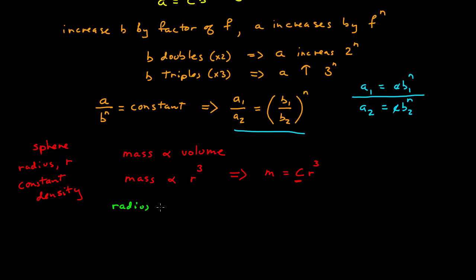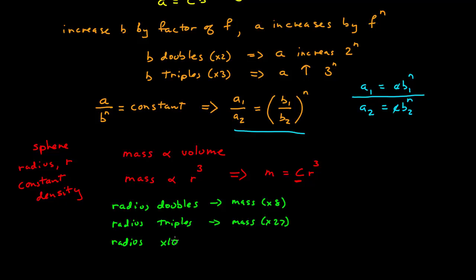If radius doubles, that means the mass increases by times 8, or 2 cubed. If the radius triples, that means the mass goes up by 27, or 3 cubed. In fact, if the radius, for example, goes up by a factor of 10, then the mass goes up by a factor of 1000, or 10 cubed.